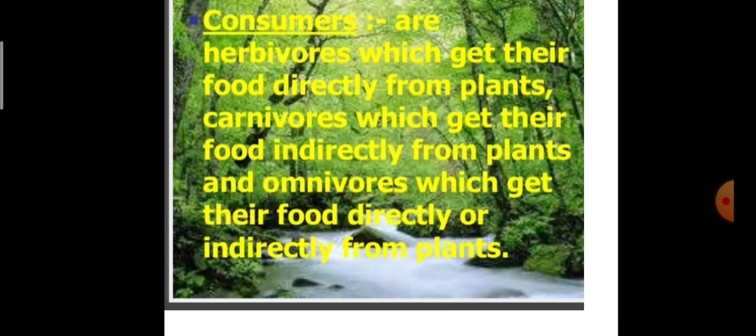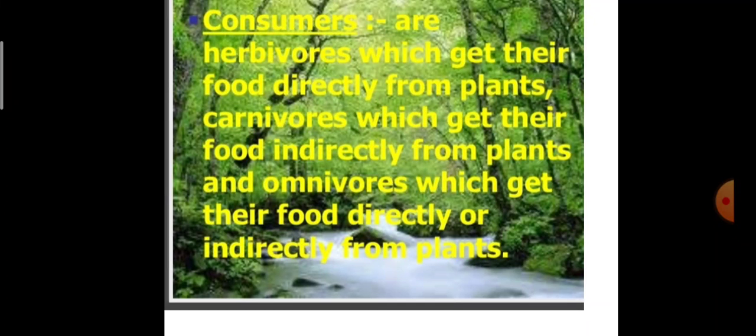We can take an example, students, in a grassland ecosystem, grass is eaten by deer. So the deer is the primary consumer. Similarly, deer is eaten by tiger. So tiger or lion, these are the secondary consumers.